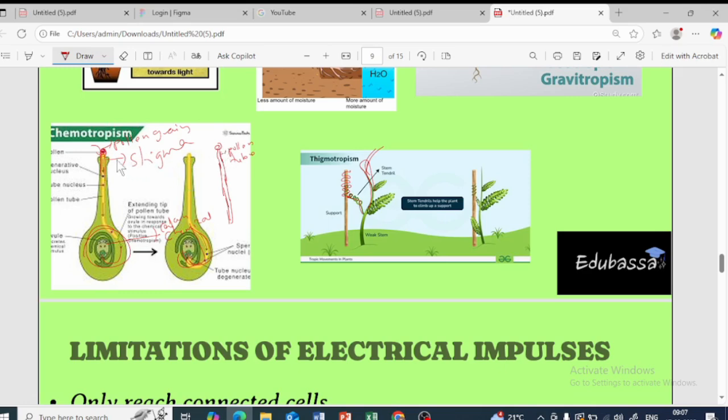So you can see over here the pollen grains, I explained it already. Pollen grains develop a pollen tube as soon as they reach the stigma, and this pollen tube is going to go towards the ovule because the chemical is present over there. So chemotropism. Thigmotropism, the stem tendril is going to coil around the stick. That is because of the touch. So it shows which tropism? Thigmotropism. So this is about different types of tropisms or the tropic movements. I hope it is clear.